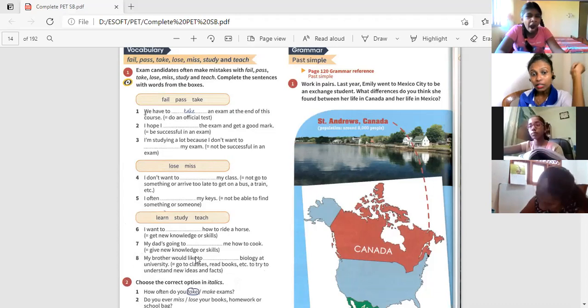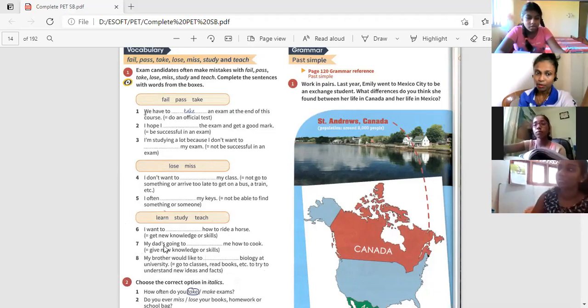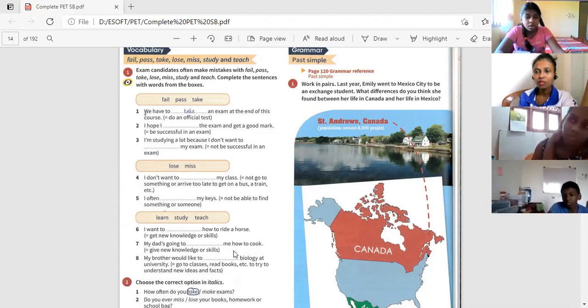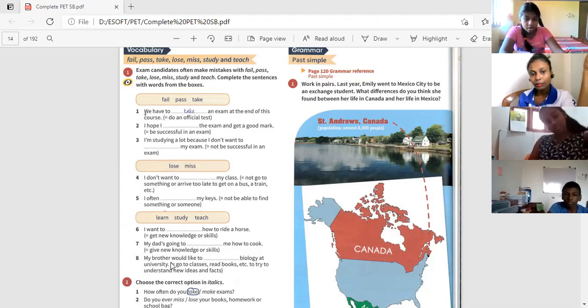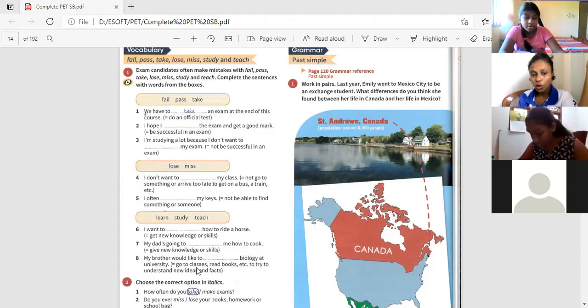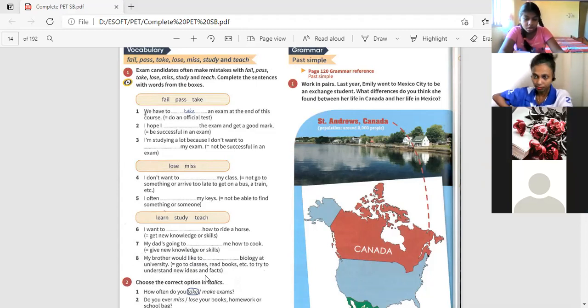Then give new knowledge or skills. Giving it, it's teaching. My dad is going to teach me how to cook. Giving new knowledge is teaching, getting new knowledge is learning. My brother would like to blank: study, go to classes, read books, etc., to try to understand new ideas and facts. Study.